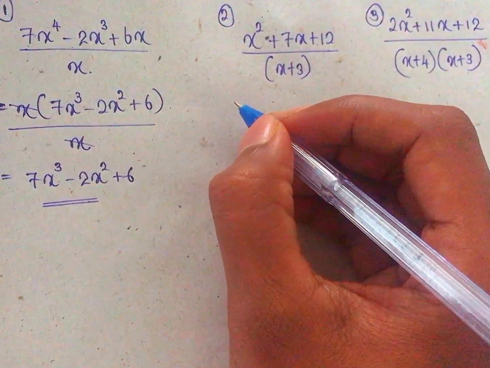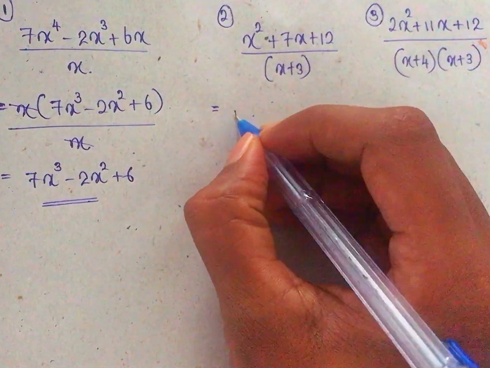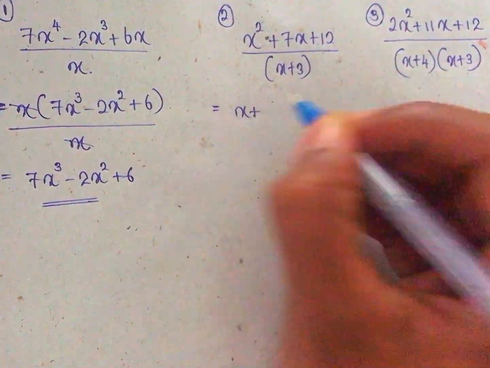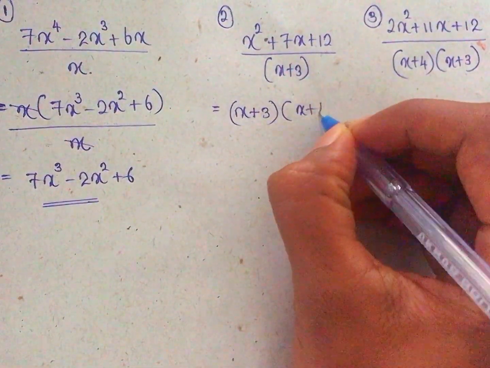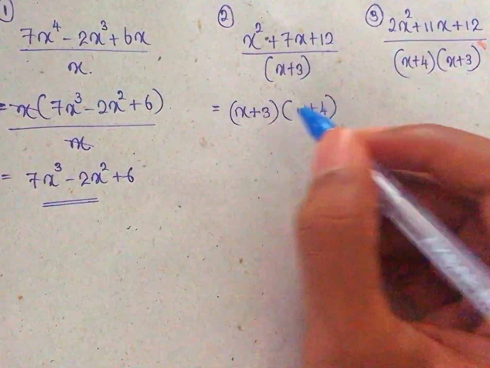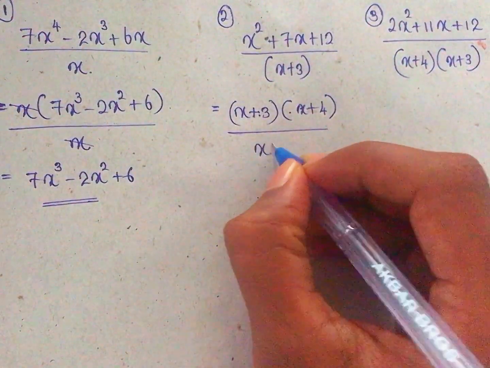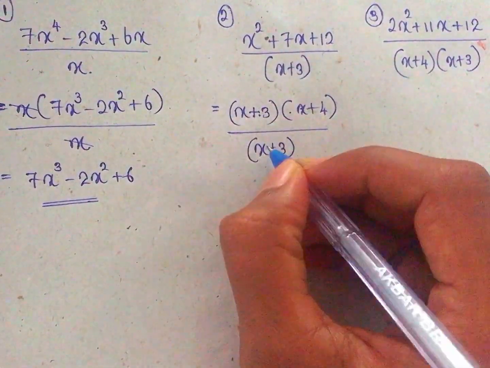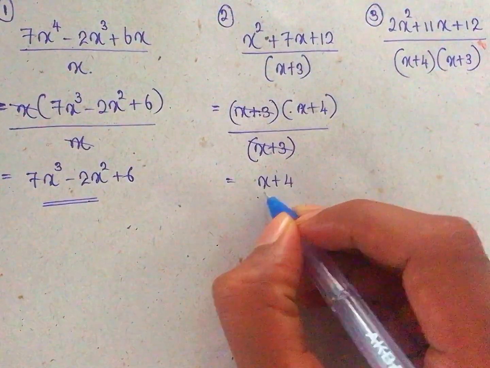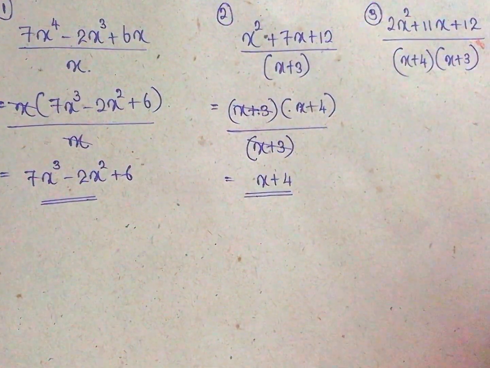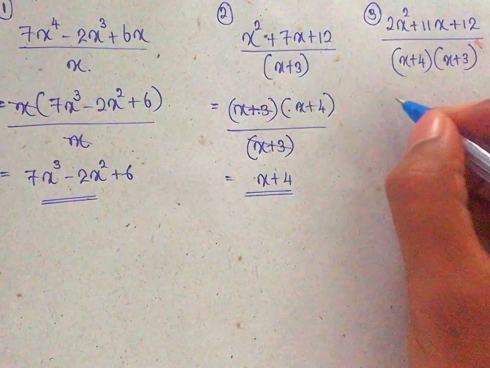Here, the factorizing method is different from the first example. When you factorize the numerator, we can get two factors as x plus 3 and x plus 4. The denominator is x plus 3. Then you can see here there are common factors x plus 3. Then you can cancel it out, and you get the answer as x plus 4. Shall we jump to the final example?